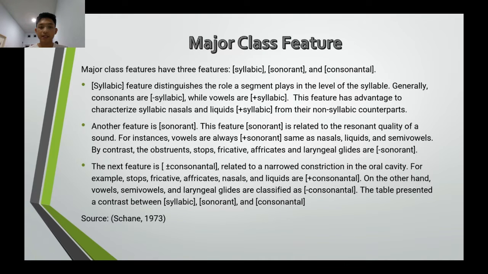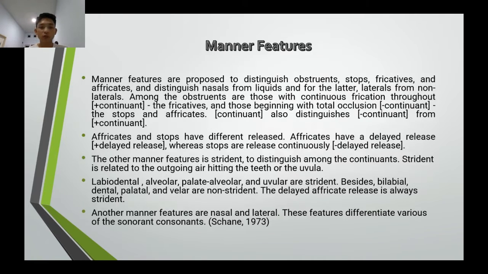The next feature is consonantal, related to a narrow constriction in the oral cavity. For example, stops, fricatives, affricates, nasals, and liquids are plus consonantal. On the other hand, vowels, semivowels, and laryngeal glides are classified as minus consonantal. The table presents the contrast between syllabic, sonorant, and consonantal.